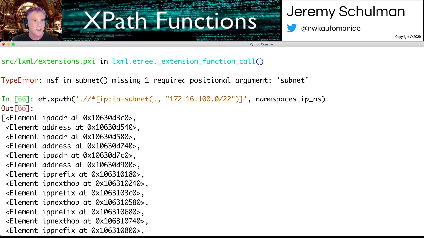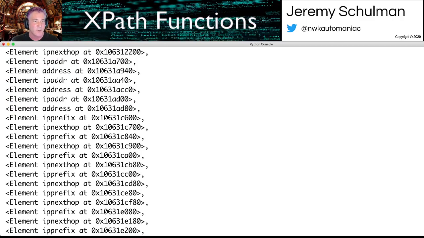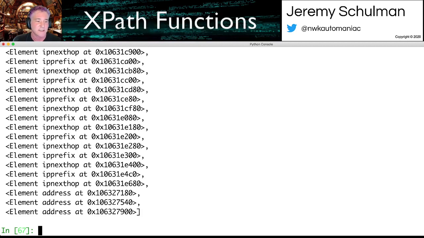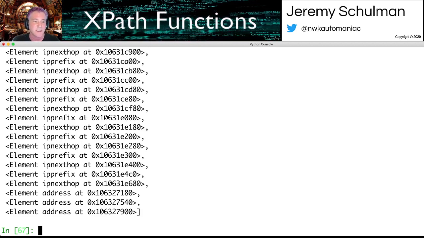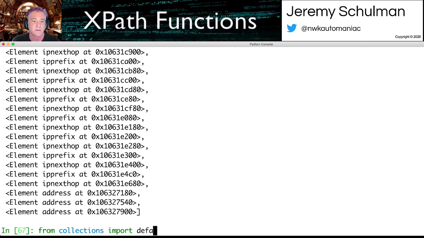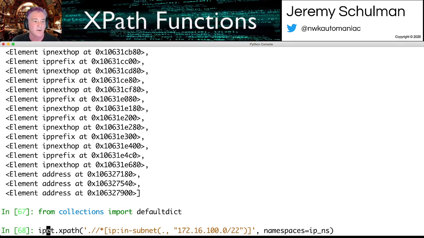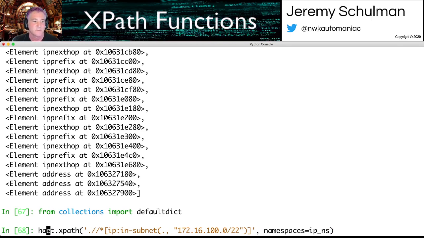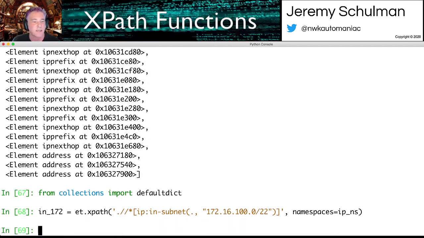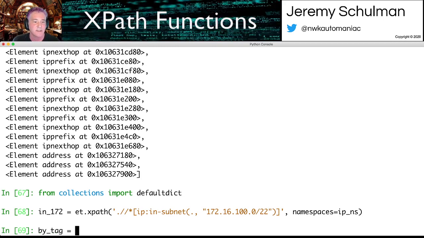So I don't know what all these things are. I get a sense of what they are by their tags. So what I'm going to do is correlate these things into tags so I can manipulate them a little better. So I'm going to say from collections import defaultdict. And so I'm going to say these are my elements in 172. These are all of my elements that are in this particular subnet. And then I'm going to say by_tag is defaultdict list.